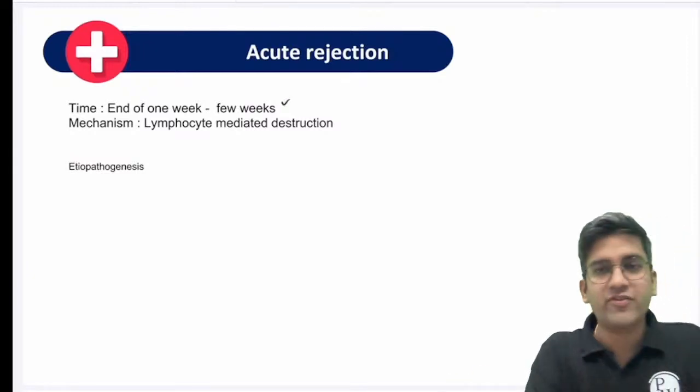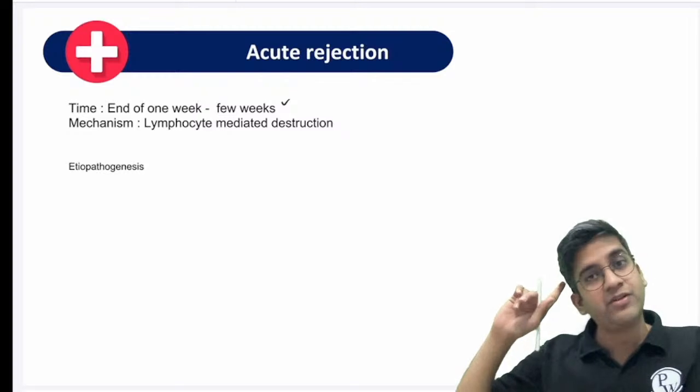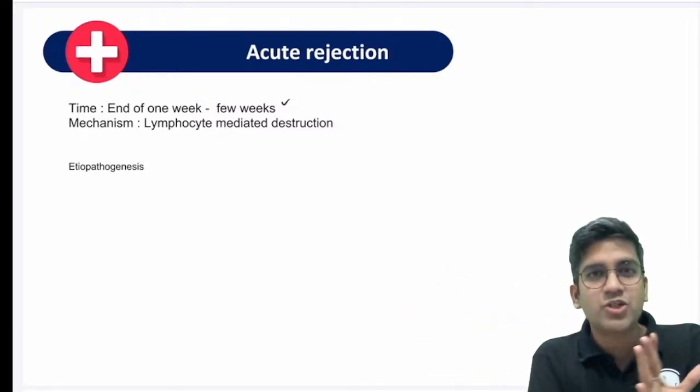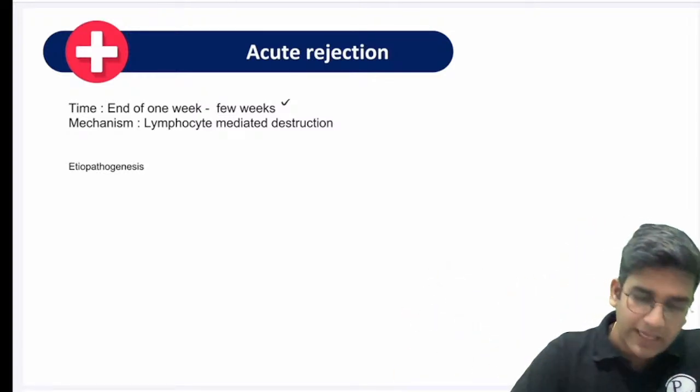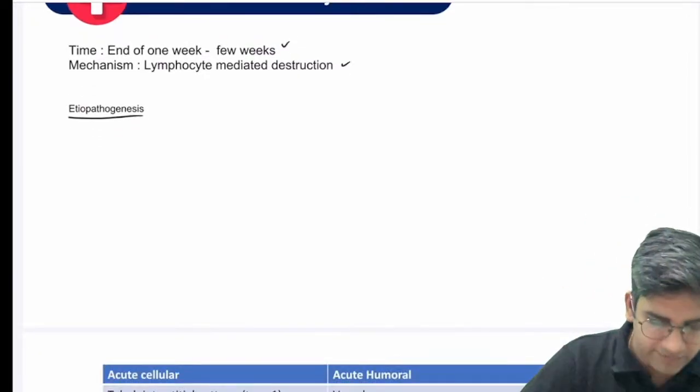Acute graft rejection happens at the end of a week to a few weeks. It's not very clearly defined because chronic happens after months and years. So anything which is not happening immediately will be put under acute, and they are lymphocyte mediated destruction only, right? So in the etiopathogenesis, two things happen here.